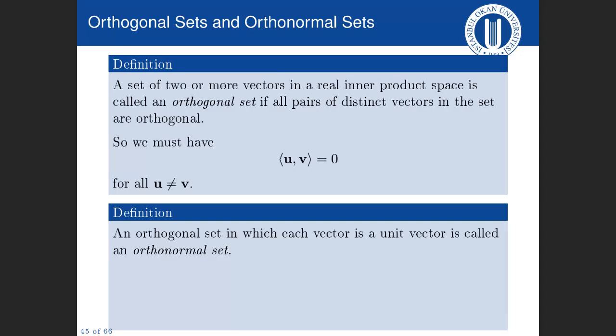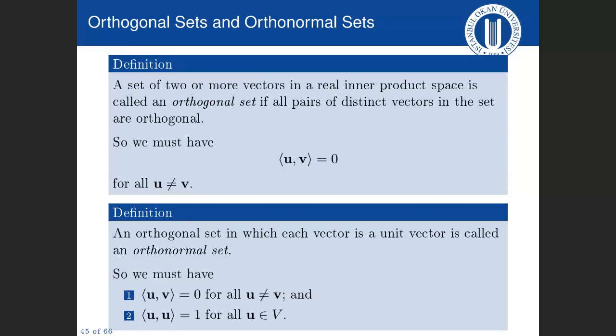An orthogonal set in which each vector is a unit vector is called an orthonormal set. So we must have two things for an orthonormal set. First, any two different vectors must be orthogonal. So if u and v are any two different vectors, they must have 0 inner product, and every vector must be a unit vector. So the inner product of u with u must be equal to 1.